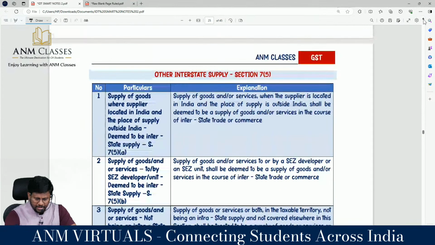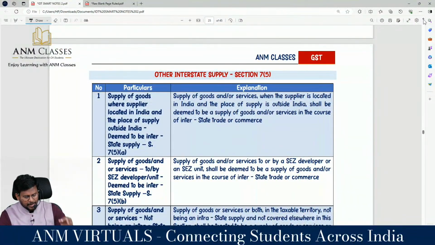7 subsection 5 clause A: supply of goods or services where the supplier is located in India and the place of supply is outside India. That means it's export of goods or services. Because 7.2 is talking about import of goods and 7.4 is talking about import of services, we have not talked till now about export.